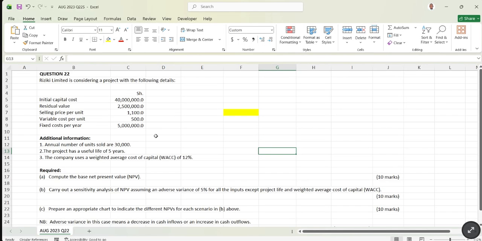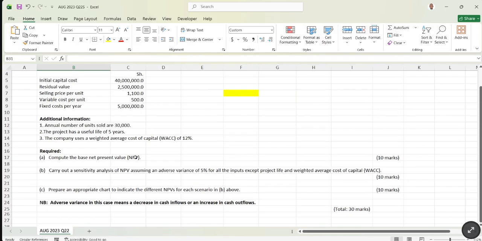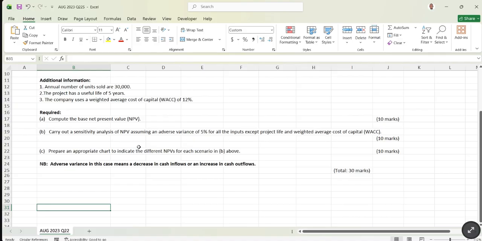It is that simple. So they want us to compute the base NPV, then prepare an appropriate chart to indicate the different NPV for each scenario. Adverse variance in this case means a decrease in cash inflows and an increase in outflows. They have given you a hint of what adverse means. Remember, when you're dealing with sensitivity analysis, you always look at all the variables.